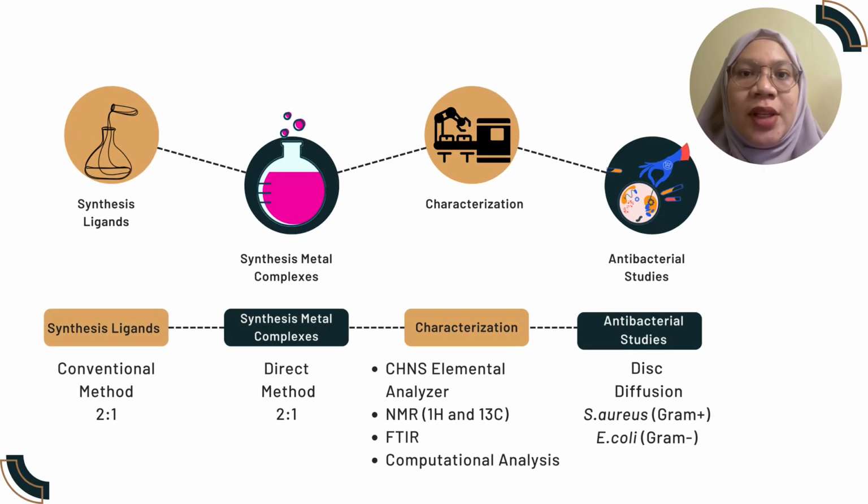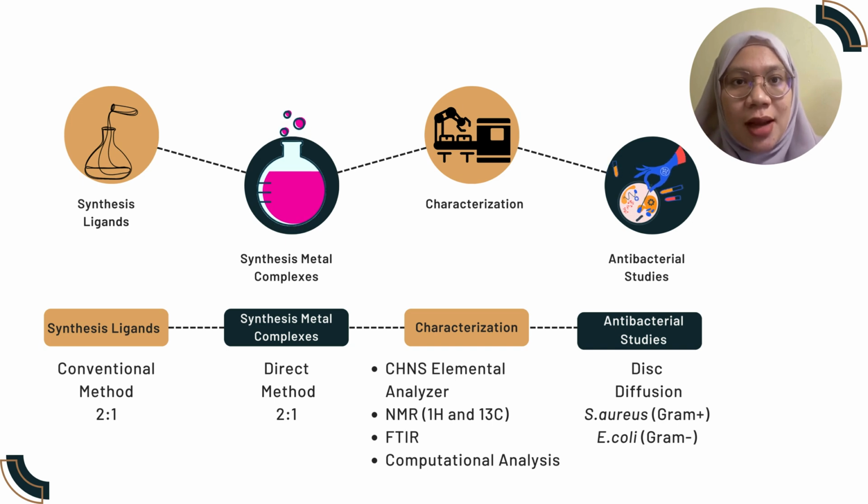For methodology, here are the four main crucial parts in the studies. First, the synthesis method for the ligand that was used was the conventional method in 2:1 ratio. Next, for synthesis of metal complexes, the direct method was used in 2:1 ratio. Third, for the characterization, CHNS elemental analyzer, NMR spectroscopy by using proton and carbon analysis, FTIR spectroscopy, and lastly, computational analysis. And for antibacterial studies, the ligand and metal complexes were tested against E.